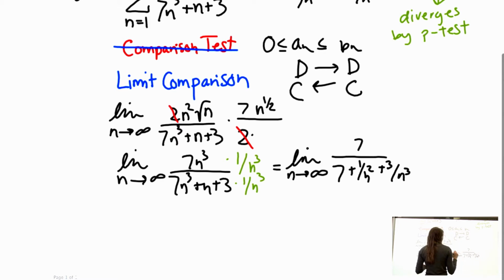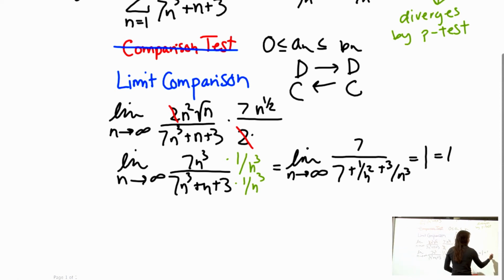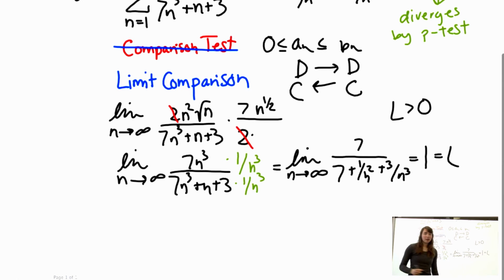So, now we can take this limit. 1 over n squared and 3 over n cubed are both going to go to 0, and we're just going to have 7 over 7, which is equal to 1. So now the limit comparison test says that this is our L, our limit. If L is greater than 0, then either both converge or both diverge. And then we look at bn to figure out which one that is.